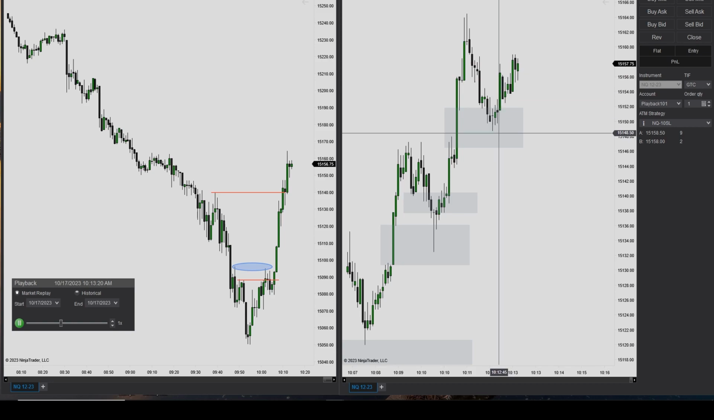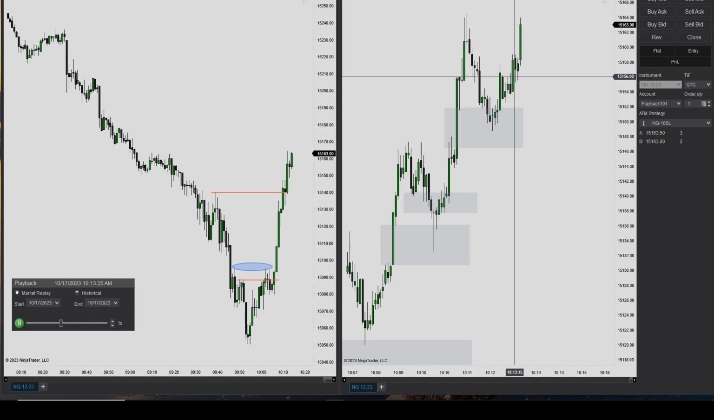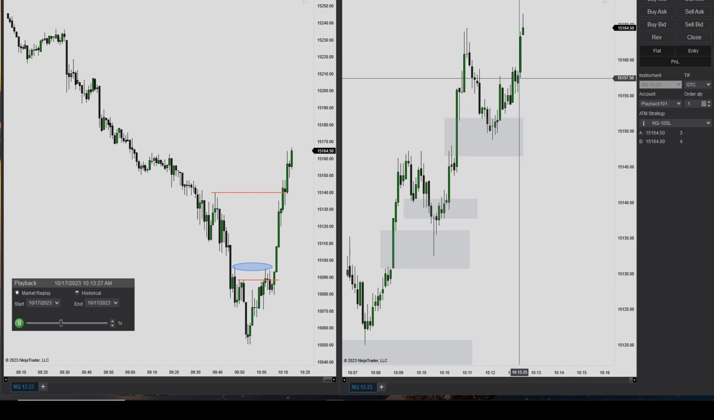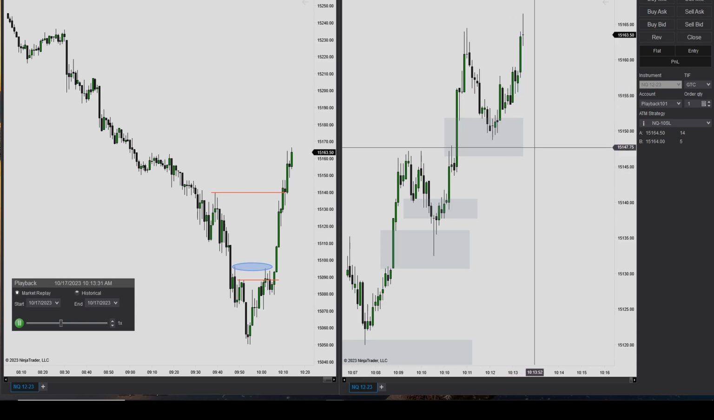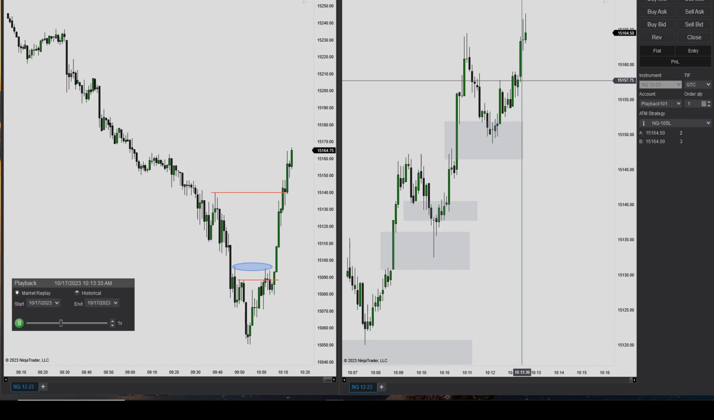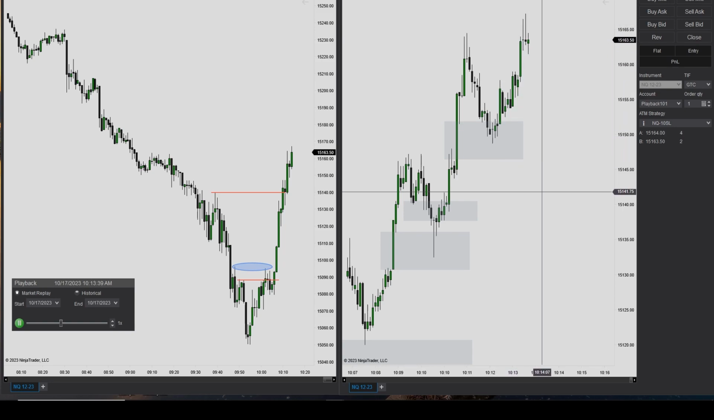Let's see, 55, 48, 7-point stop. Yep, I almost got long here, but that's 5 seconds quick. You can't be hesitating, man. And look at that. I was just trying to see how far the stop loss is, and we already went 10 points.